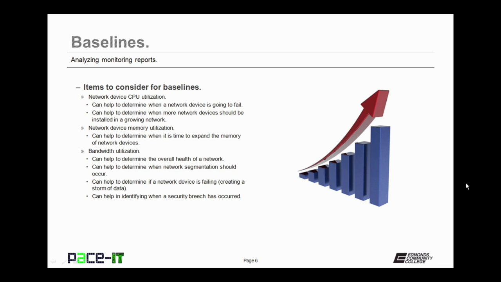A good item for baselining is bandwidth utilization. This can help to determine the overall health of a network. It can help to determine when network segmentation should occur. It can also help to determine if a network device is about to fail, particularly if it's creating a storm of data. Baseline utilization reports can help identify when a security breach has occurred.